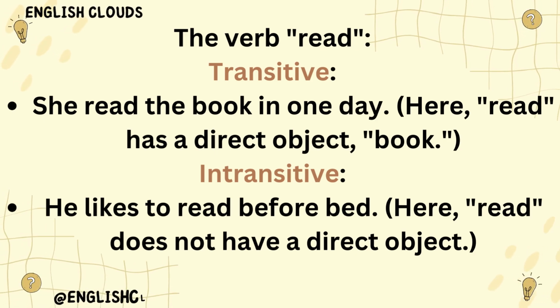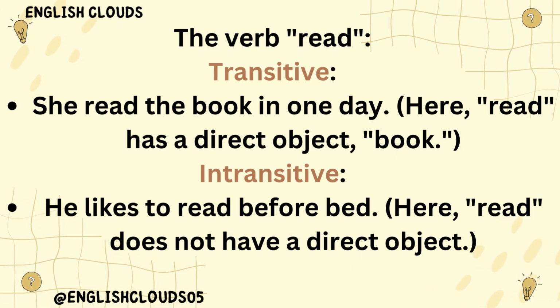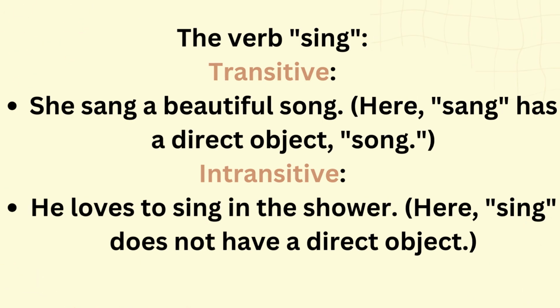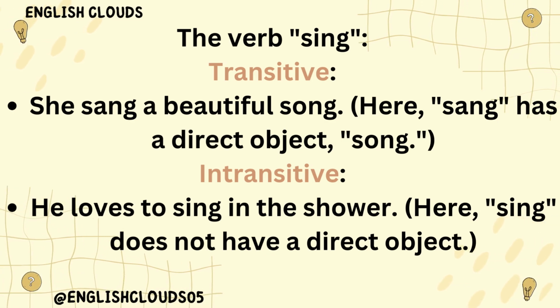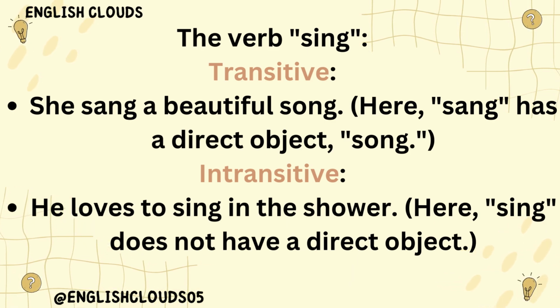The verb read. Transitive. She reads a book in one day. Here, read has a direct object, book. Intransitive. He likes to read before bed. Here, read does not have a direct object. The verb sing. Transitive. She sang a beautiful song. Here, sang has a direct object, song. Intransitive. He loves to sing in the shower. Here, sing does not have a direct object.